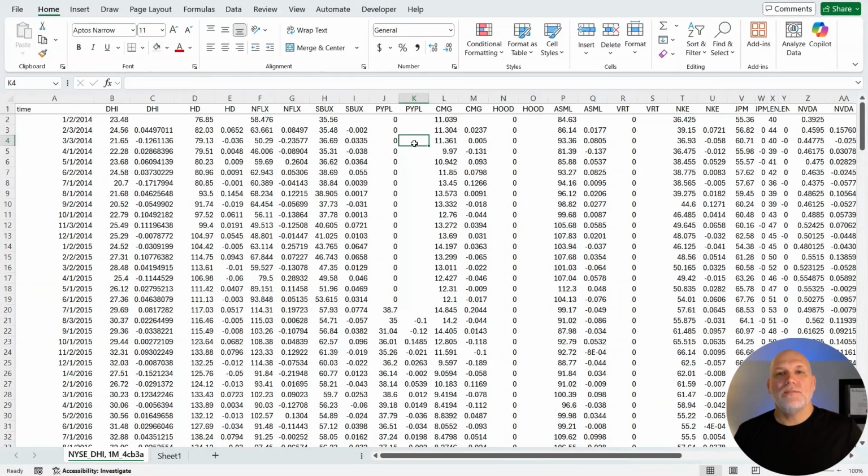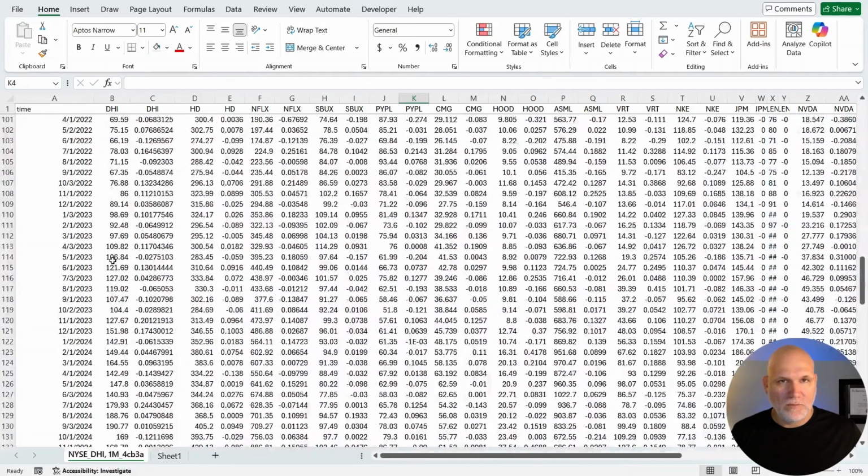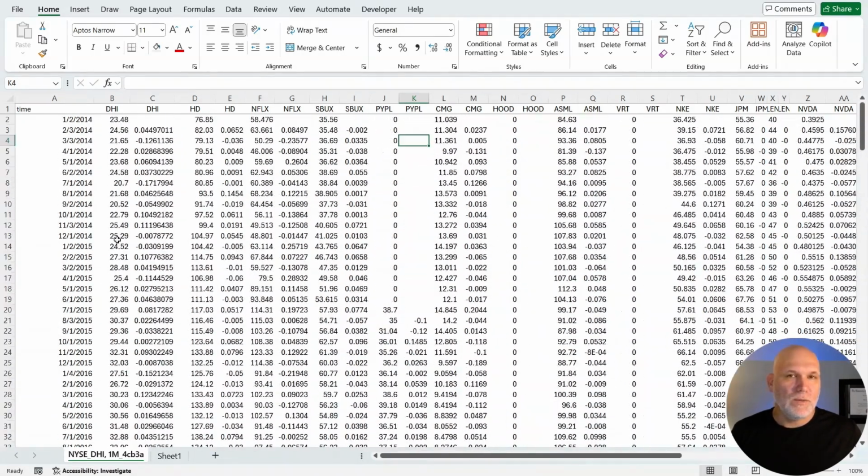Okay, now that I've done that, just to save time on the video, I'm going to show you the spreadsheet that I created. I grabbed everything from January of 2014 forward. So DHI, for example, the stock was at $23, and then 24 the next month, 21, 22. What I'm going to use next is I have to get the average monthly returns.